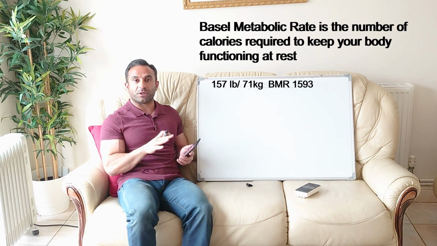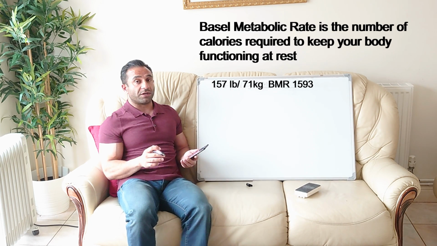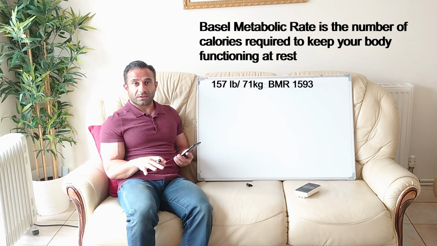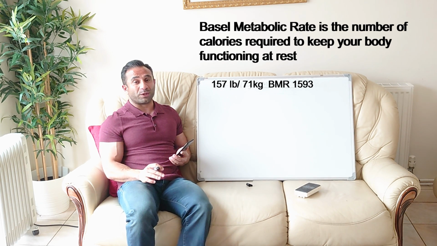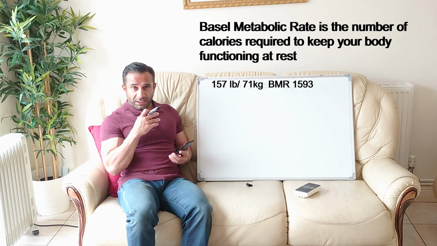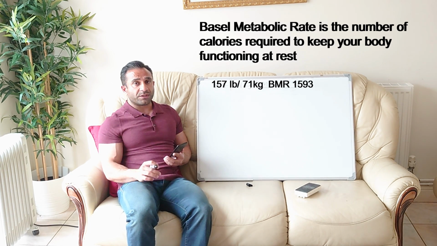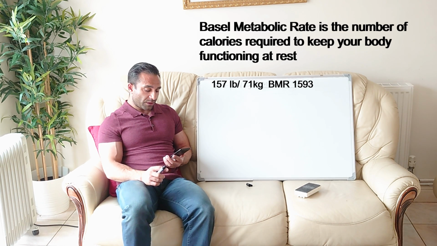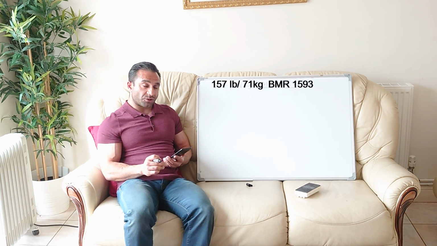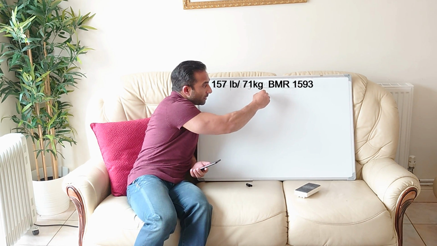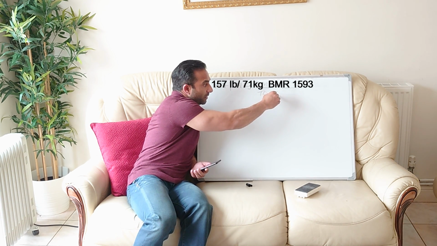Now that figure there, BMR, is the calories that I need just to stay alive. If I was just sitting here doing nothing, then that's the calories I need just to survive. Now obviously, no one's going to be sitting here all day doing nothing. Everyone's got work to do. You're going to be eating, that burns calories, moving around burns calories, exercise as well burns calories. So what we need to work out is our total energy expenditure. So total daily energy expenditure.